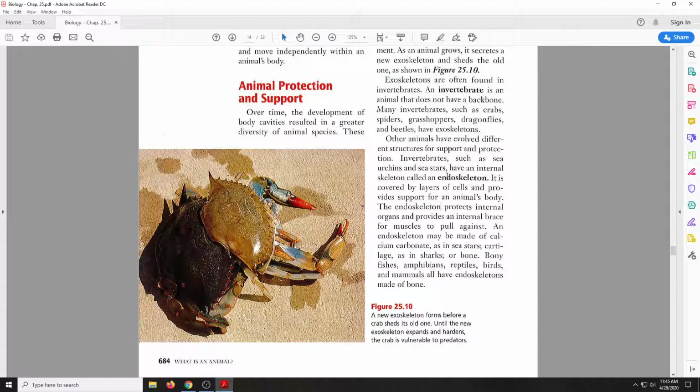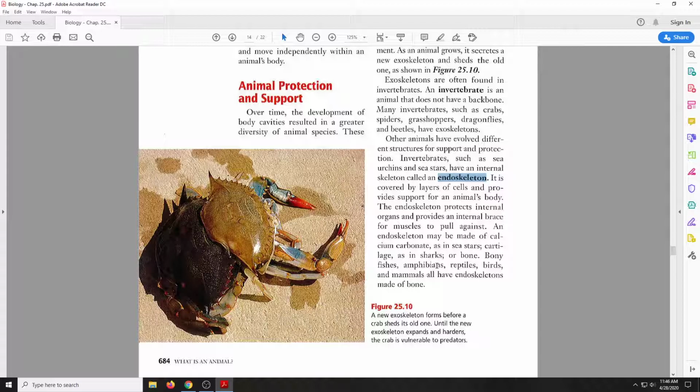Then we have things like us, with endoskeletons. Oh, I'm sorry, I'm skipping ahead. Let's keep with these invertebrates, things without backbones. You can not have a backbone and have an internal skeleton. And it gives examples like sea urchins and sea stars. Okay? But you can also be a vertebrate like you and I and have an endoskeleton.